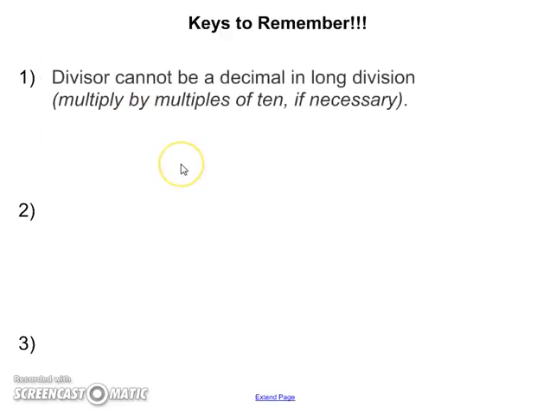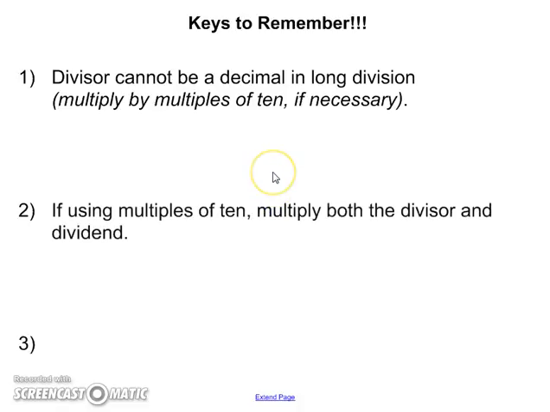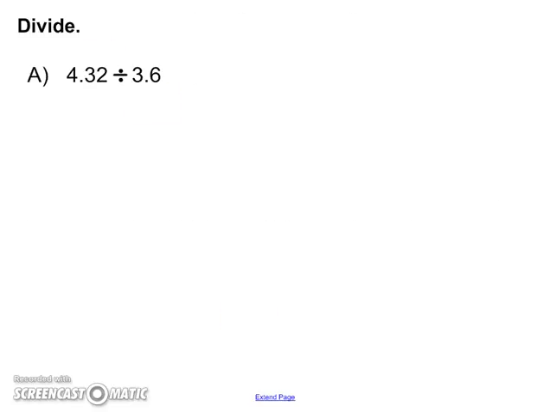So our keys to remember: our divisor cannot be a decimal in long division. So what we're going to do is multiply by multiples of 10 so that we don't have a decimal in our divisor. If we are going to be multiplying by 10, then we have to multiply both the divisor and the dividend. Basically what that means is we're moving the decimal to the right until we get it to the end of the divisor. And once we move it to the right in both the divisor and dividend, we will move the decimal straight up. I will show you that as we do some examples.